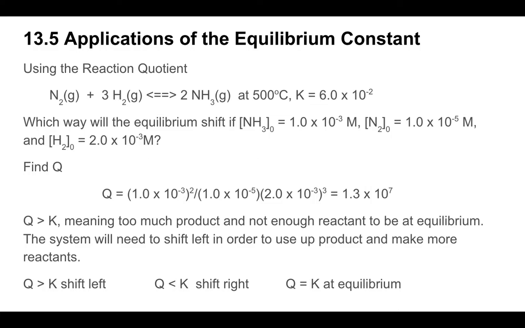So let's use this idea. Nitrogen and hydrogen make ammonia. Let's say we have a K of 6.02 times 10 to the minus 2. Which way would the equilibrium shift if the ammonia started out at 1 times 10 to the minus 3 molar, the nitrogen started out at 1 times 10 to the minus 5 molar, and the hydrogen started out at 2 times 10 to the minus 3 molar? Well, the way to approach it is to find Q. Q is going to be (1 times 10 to the minus 3) squared over (1 times 10 to the minus 5) times (2 times 10 to the minus 3) cubed. Or in other words, Q is going to equal 1.3 times 10 to the 7th.